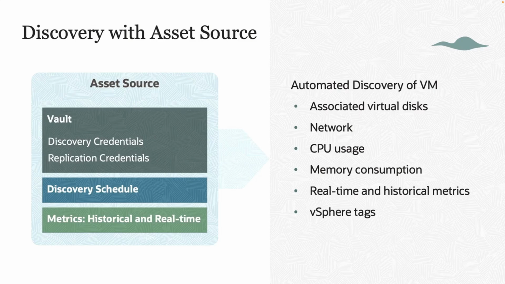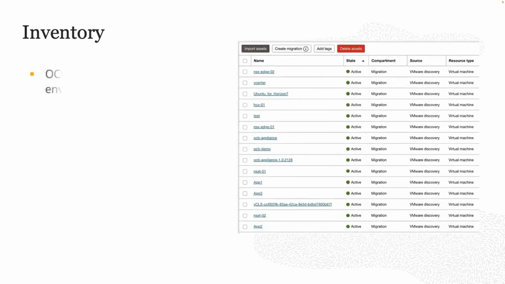Discovery of the VM essentially means you are discovering the list of VMs, the associated virtual disks attached to those VMs, the network, the CPU and memory usage metrics, and any VMware specific tags that are assigned to those VMs. In addition to ad hoc on-demand discovery, you can also run a scheduled discovery depending on the schedule that you have chosen in the asset source configuration. From discovery, we move into our next stage, inventory. Inventory is an OCI representation of those discovered assets along with its associated metadata collected from the external asset.